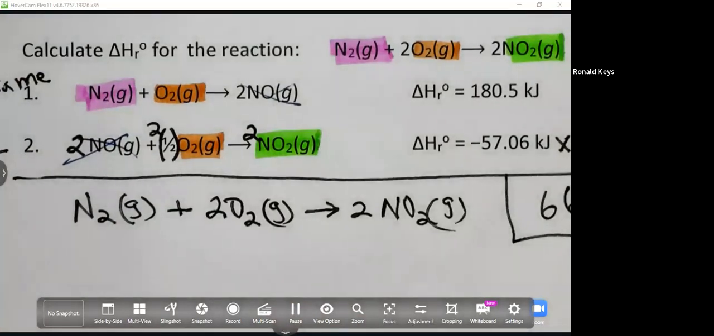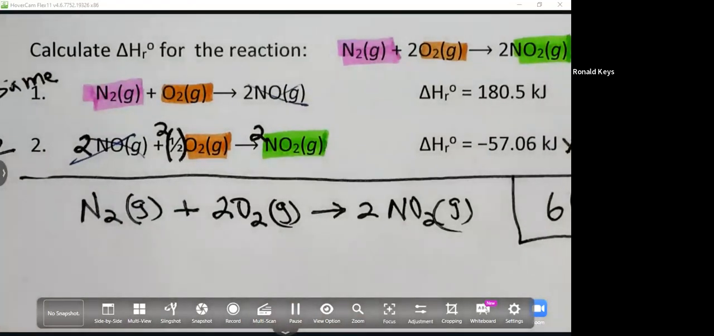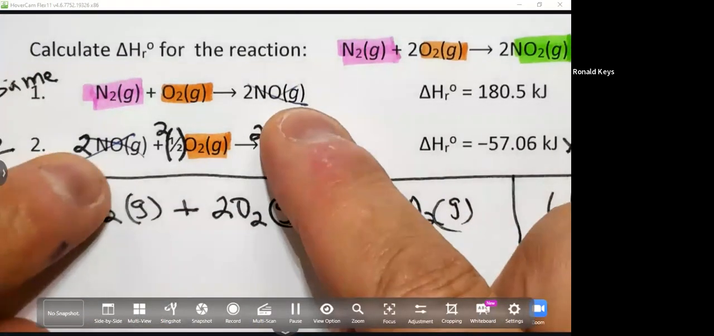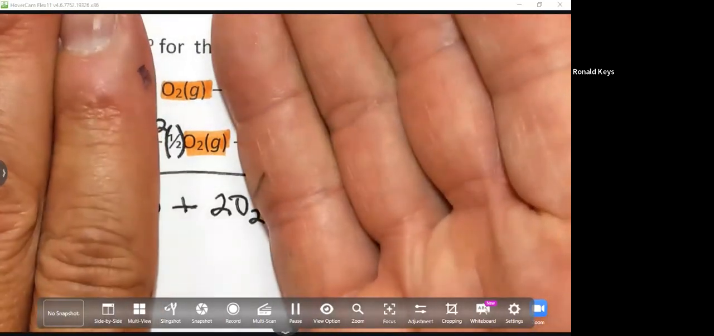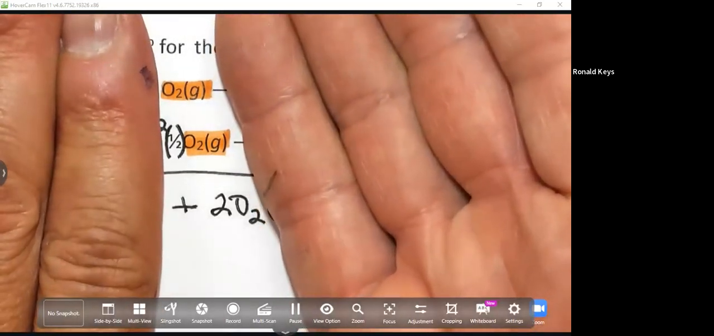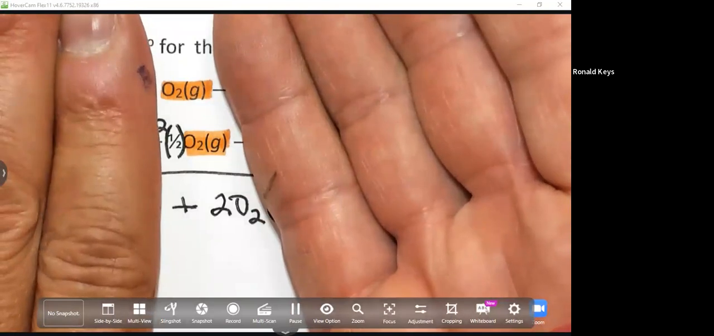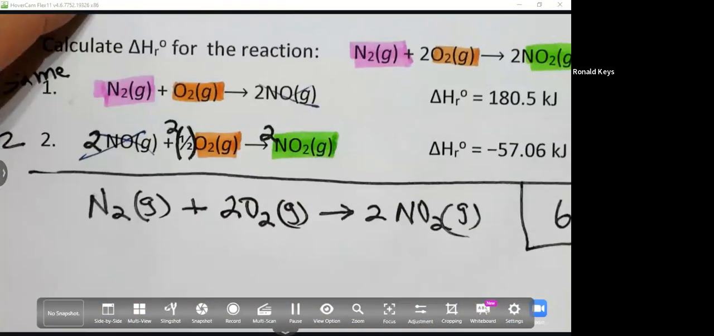Yes. Say that louder. Yep. Last part. Yep. Yeah, if it's on opposite sides, we're going to cross it out. But if it's on the same side, we need to add it on. We're going to add it if it's on the same side. If it's on the opposite sides, we're going to cross it out.